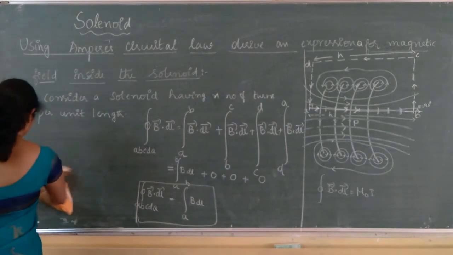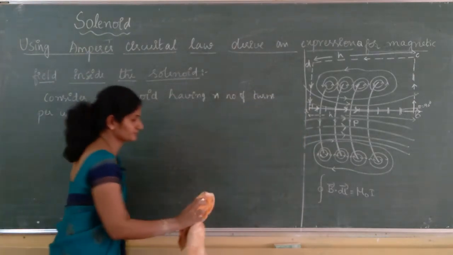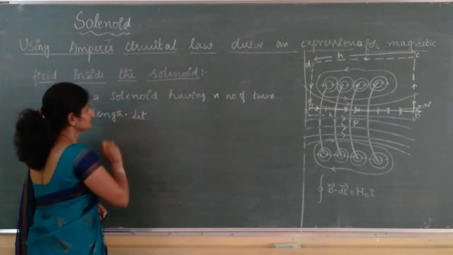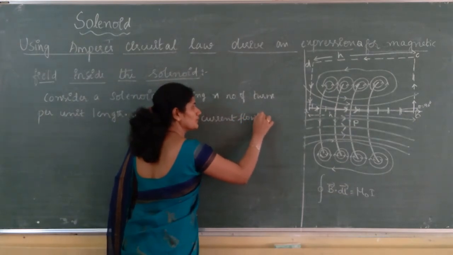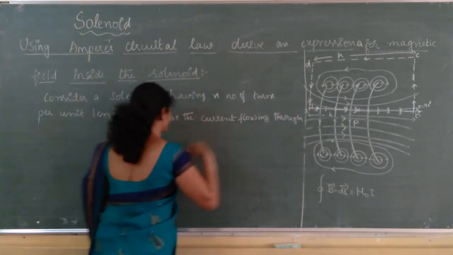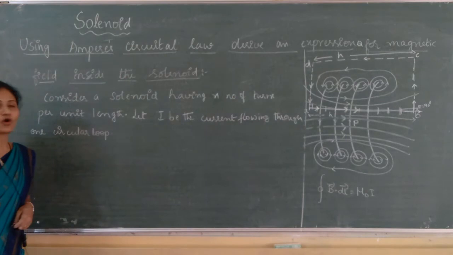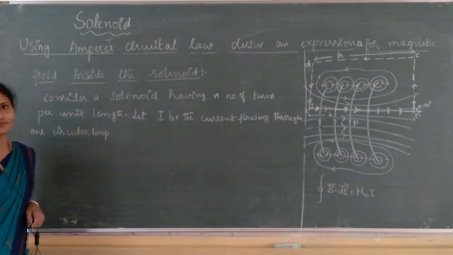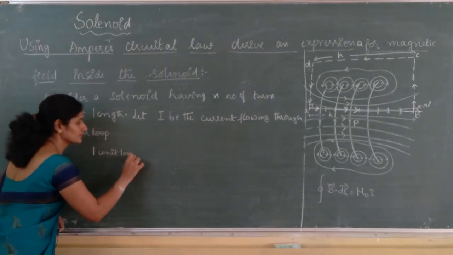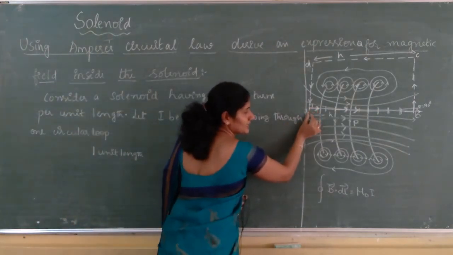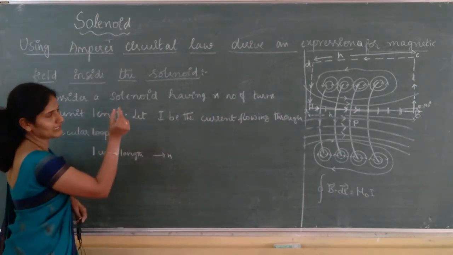So, for that, let I be the current flowing through one circular loop, or I is the current flowing through one turn. How many turns are there? We know that in one unit length there are n number of turns. So, n is nothing but the number of turns per unit length. In one unit length, there are n number of turns.